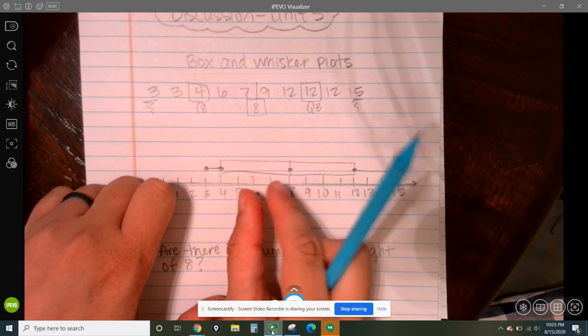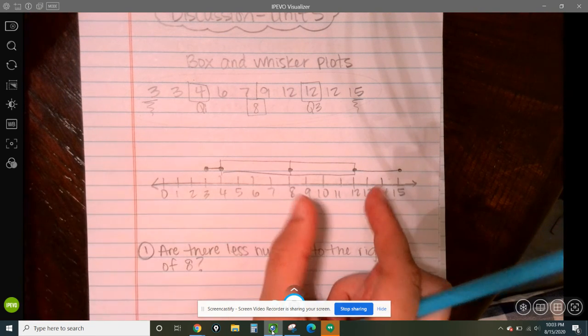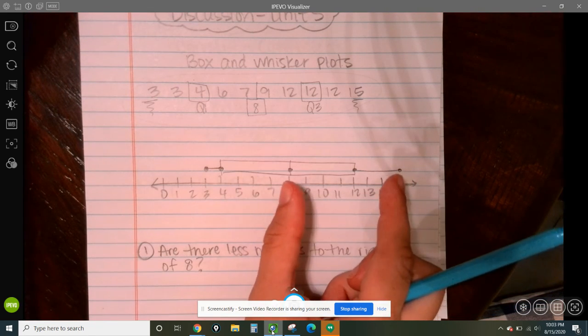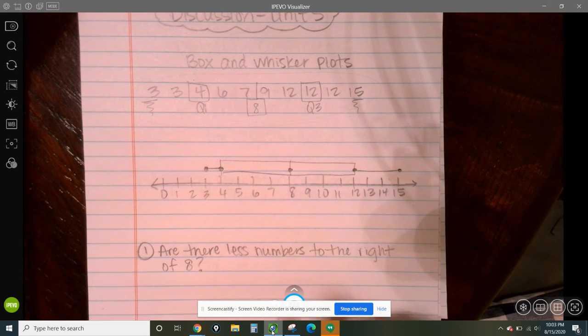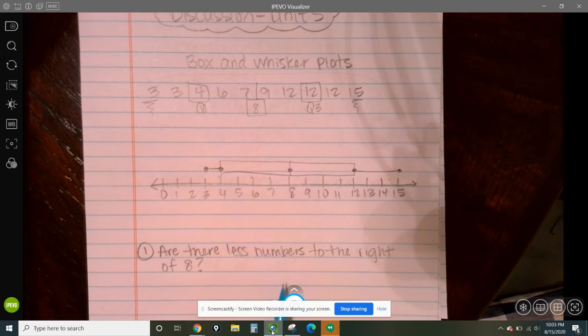It could be really short on one side and really long on the other side, but that doesn't mean there's more numbers on one side or the other. So when they ask you that sort of question on the discussion, make sure that you answer that way. No, there's not more numbers to the left or to the right, whatever question they ask you. It just means they're more spread out on this side or on this side, whatever it may be. But there's not actually more or less numbers. So that's how you do the discussion for Unit 5.